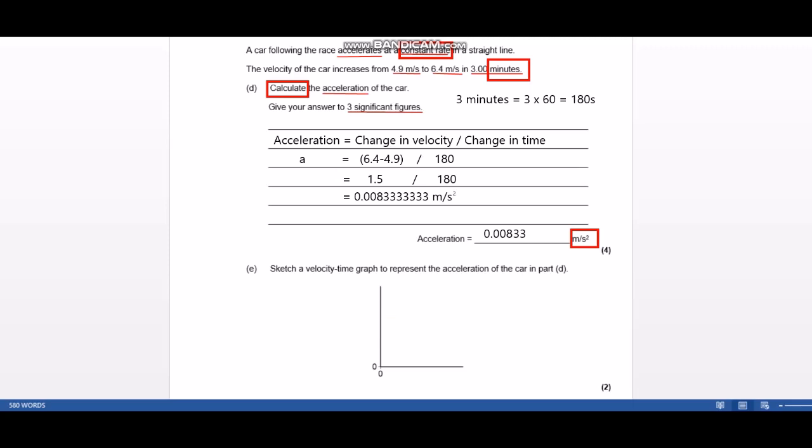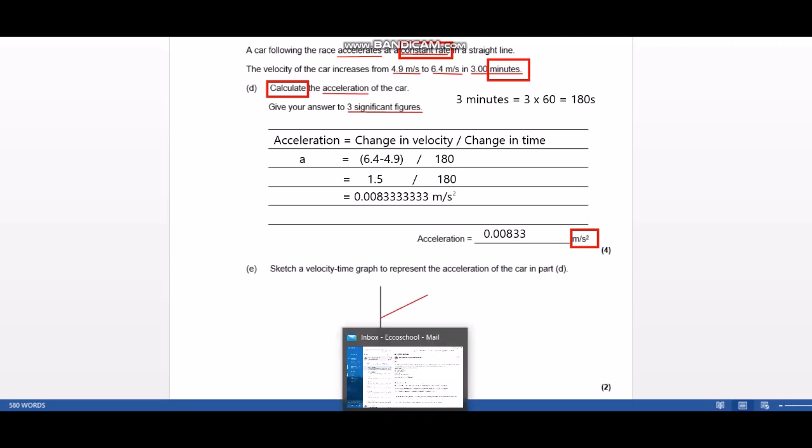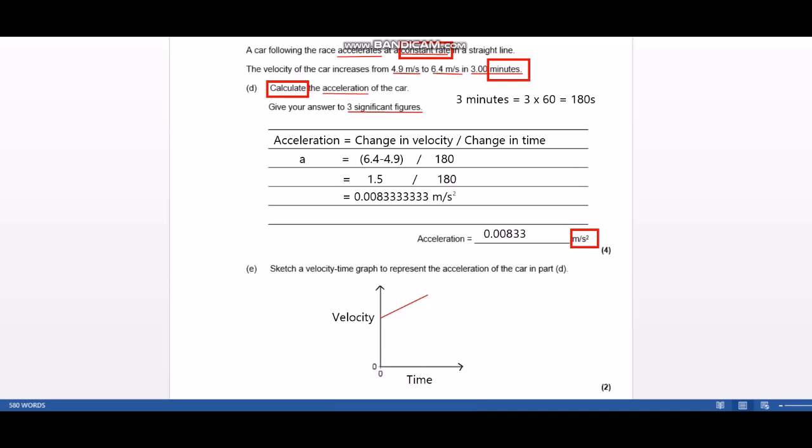We can draw our graph there and making sure it's a constant gradient, and making sure you've got the arrows pointing, and the velocity is on the y-axis and then the time is on the x-axis, and that's your 2 marks.